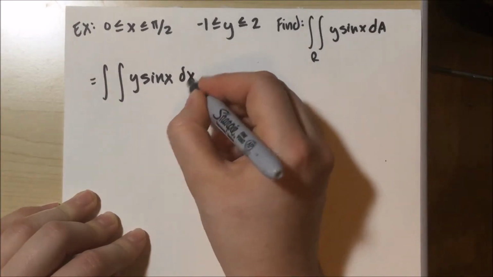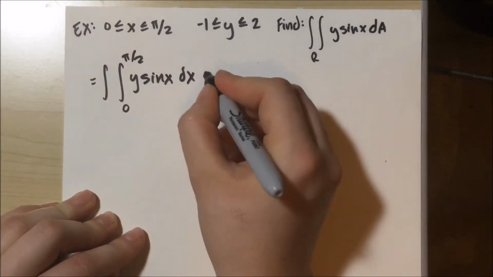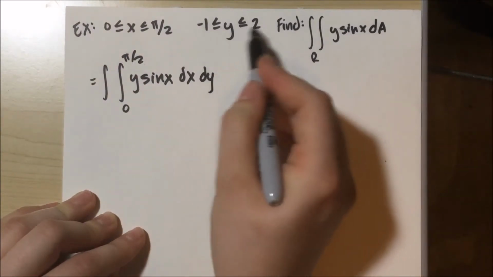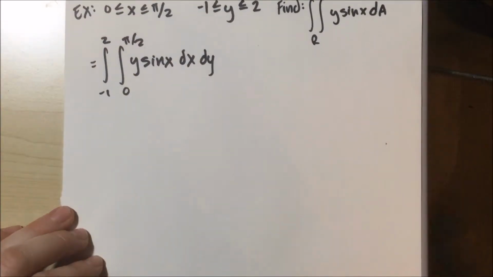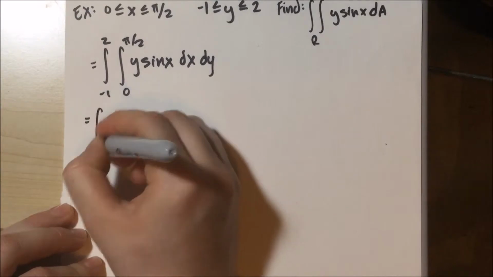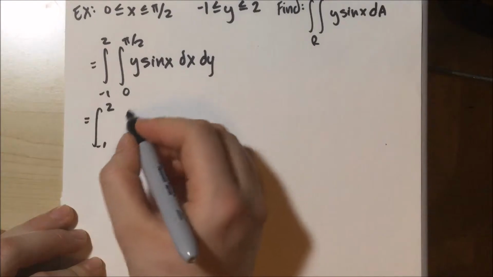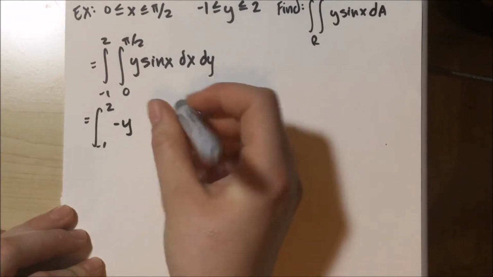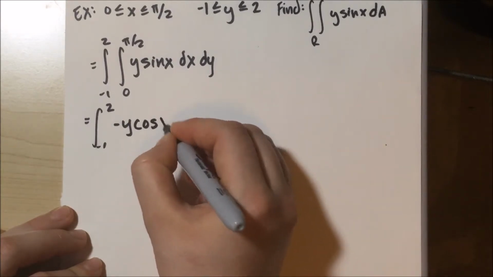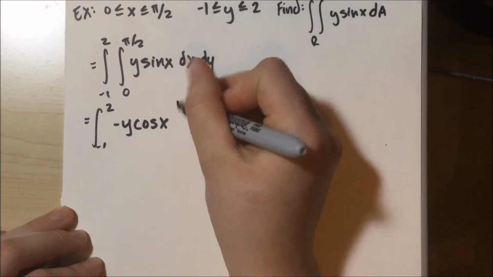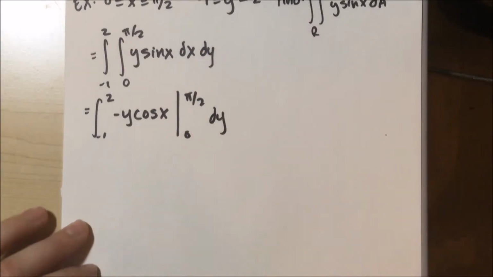So I'll put dx, and then I have to put the limits for x, which are going to be 0 to pi over 2. Then I'm going to do dy, and those limits are from -1 to 2. Okay, so when I integrate in terms of x, the y is still there, so I get -y. The integral of sine x is going to be, well, negative cosine x, sorry. Cosine x, that's where the negative came from, from 0 to pi over 2, and dy is still there.